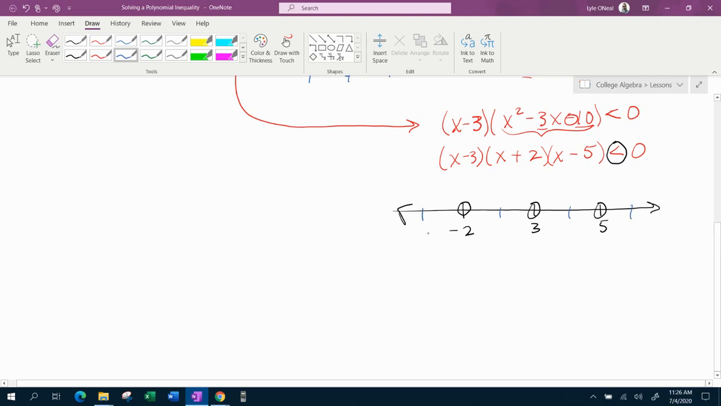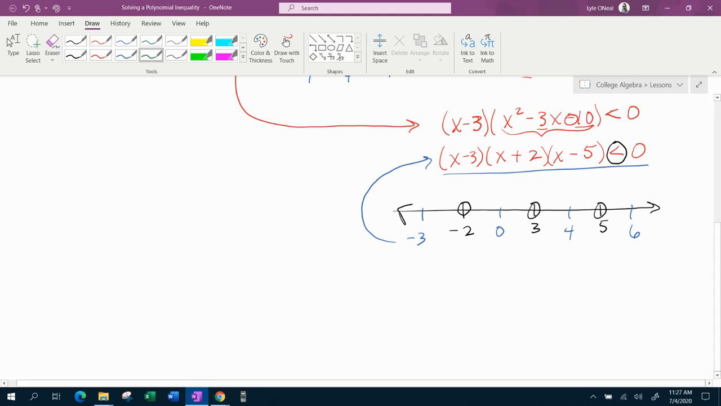So I need a number less than negative 2. Let's say negative 3. A number between negative 2 and 3, that could be 0. A number between 3 and 5, say 4. And a number bigger than 5, let's say 6. And now all of these test points are going to get plugged back into the inequality to see if we get a true or a false statement.